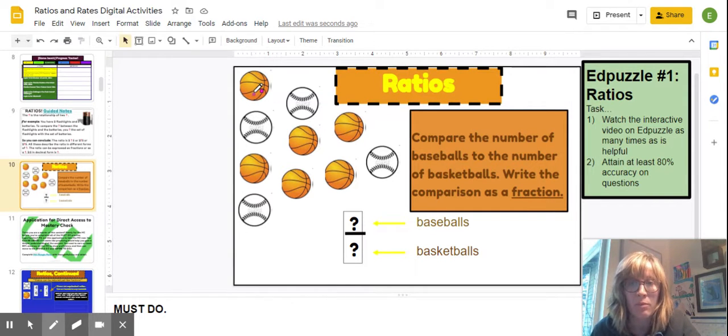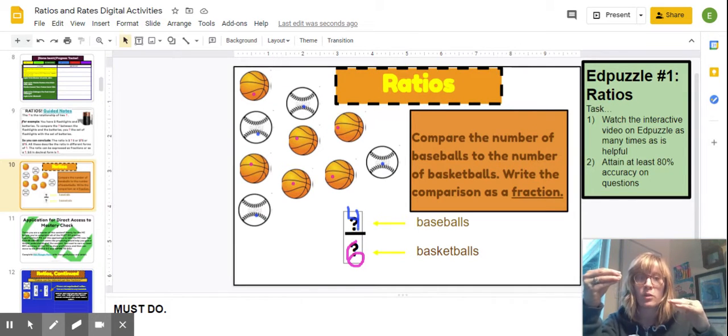I'm going to count up 1, 2, 3, 4, 5, 6 basketballs. And I'm then going to count up that there are 1, 2, 3, 4 baseballs. So the comparison, the ratio of baseballs to basketballs, is a 4 to 6 ratio.